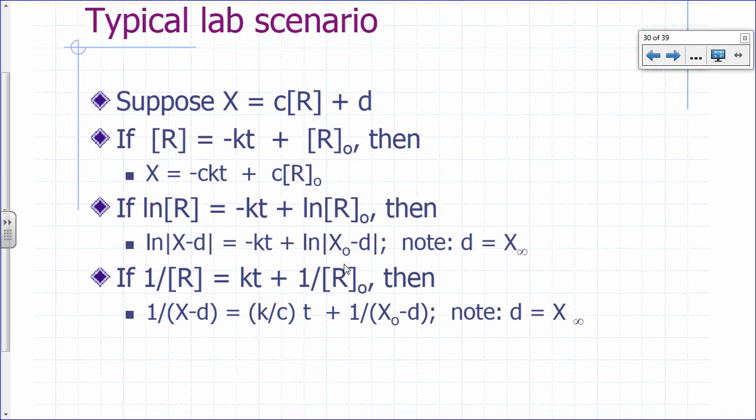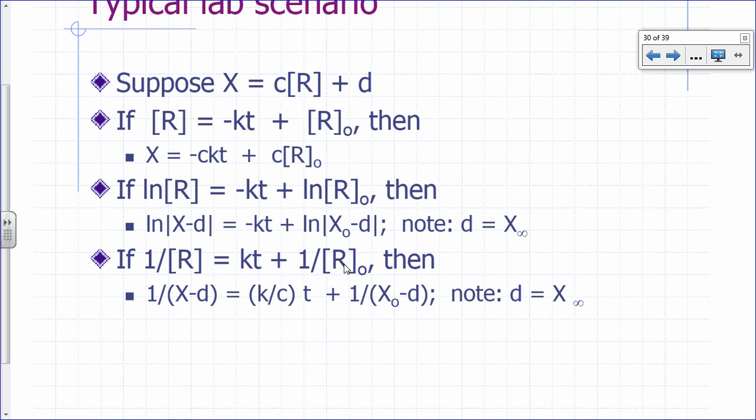So, what if X, the property you're measuring, is not directly proportional to the concentration of R, but it's linearly related? That means X is equal to some constant times the concentration of R plus another constant. Then you'll find that if it's zero order, a plot of X versus time is still going to be a straight line. Why is that?